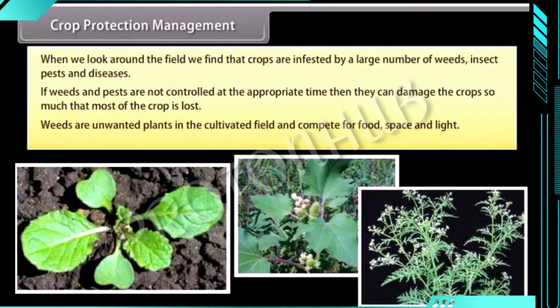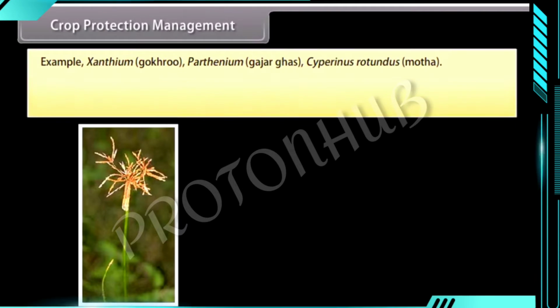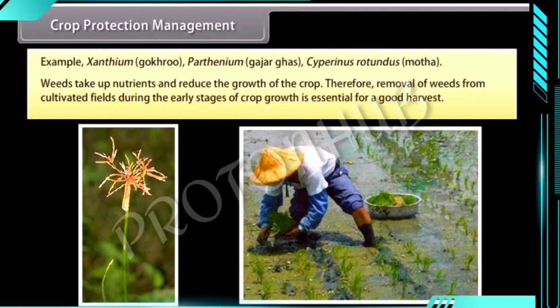Weeds are unwanted plants in the cultivated field and compete for food, space, and light. Example, xanthium, gokru, parthenium, gajar ghas, Cyperus rotundus, motha. Weeds take up nutrients and reduce the growth of the crop. Therefore, removal of weeds from cultivated fields during the early stages of crop growth is essential for a good harvest.